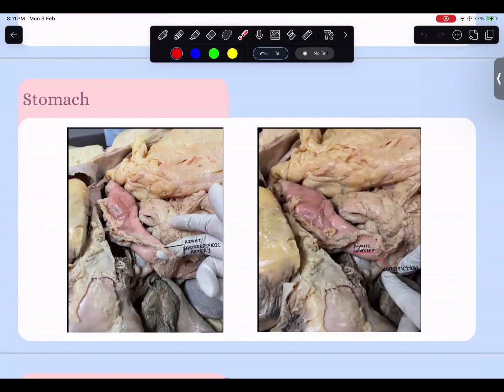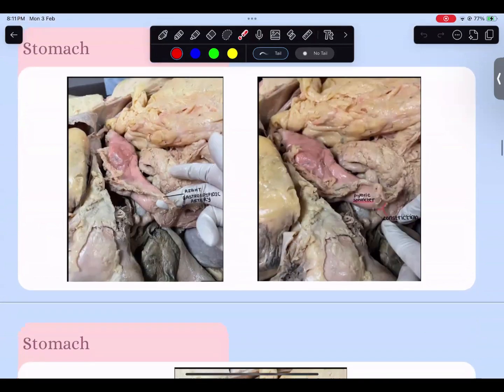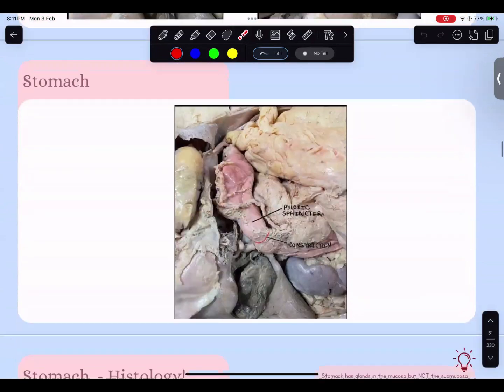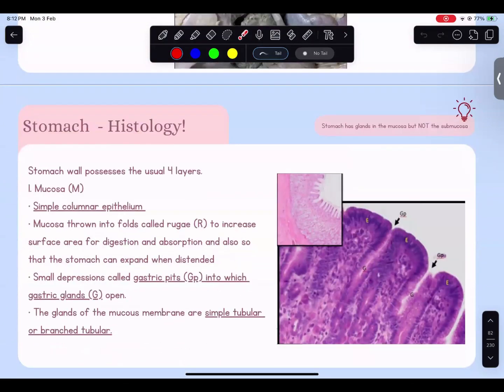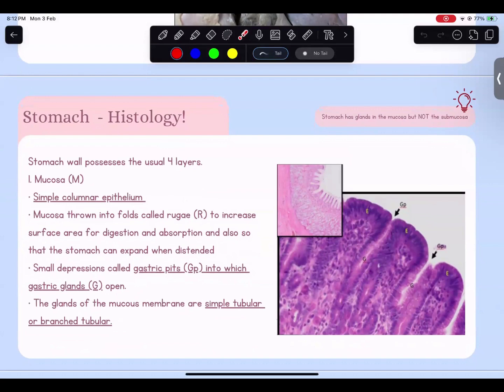These are basically just some lab pictures to show the right gastroepiploic artery. You have the pyloric sphincter, and there's the constriction. Can someone tell me where the right gastroepiploic artery comes from? Which branch? Which branch of common hepatic? Gastroduodenal. Good job.